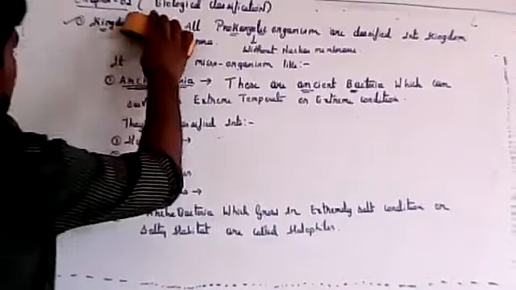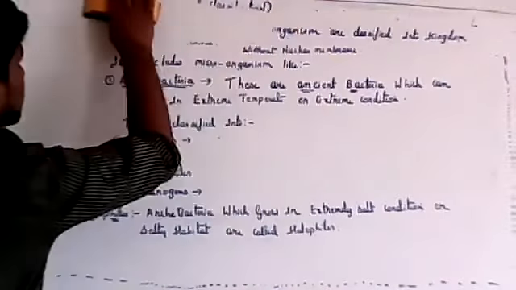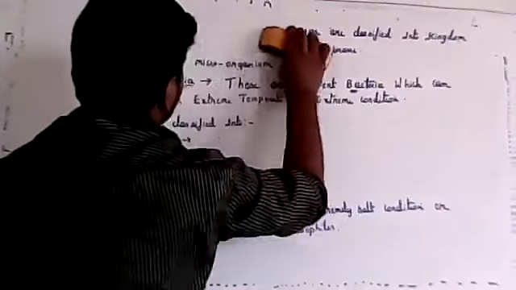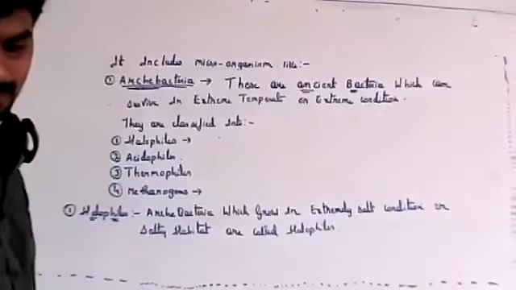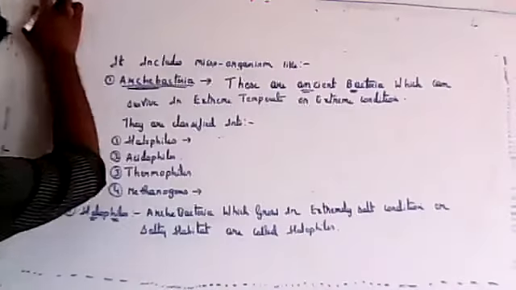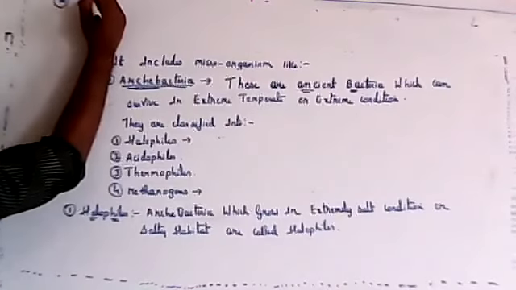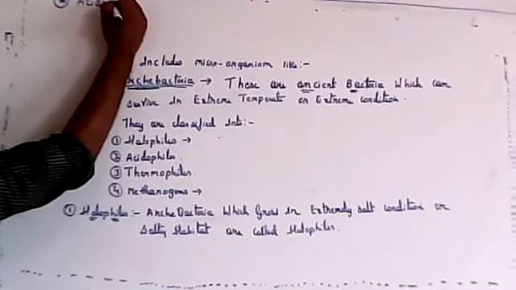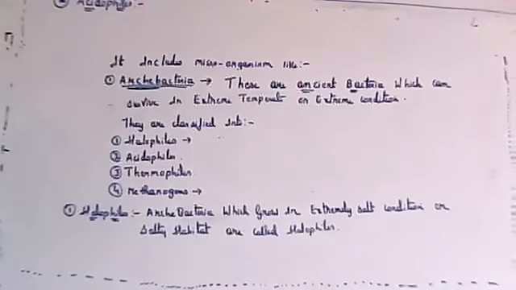So for 1 mark, these are important: halophiles, acidophiles, thermophiles, and methanogens. The second one will be acidophiles: the archaebacteria that grow in extreme acidic habitat.